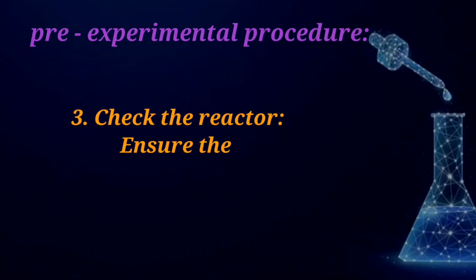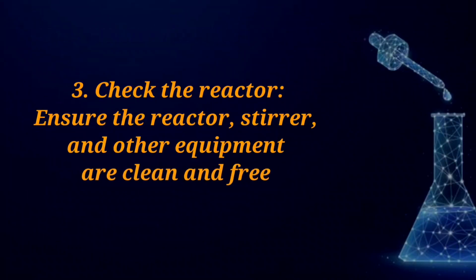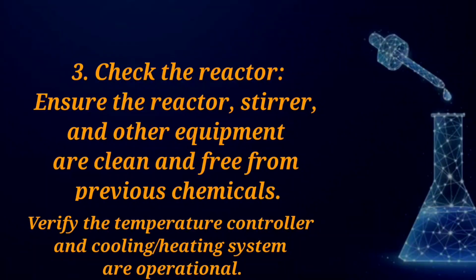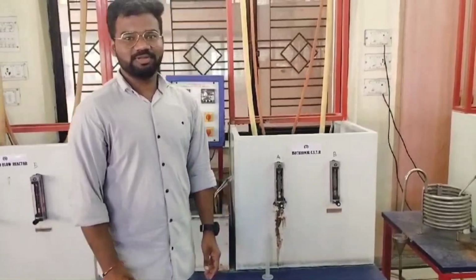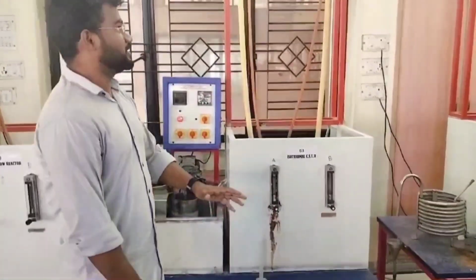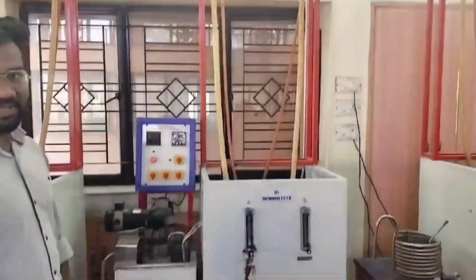Check the reactor. Ensure the reactor, stirrer and other equipment are clean and free from previous chemicals. Now the experimental procedure. Now we are performing the isothermal CSTR experiment, and this is the setup of isothermal CSTR.